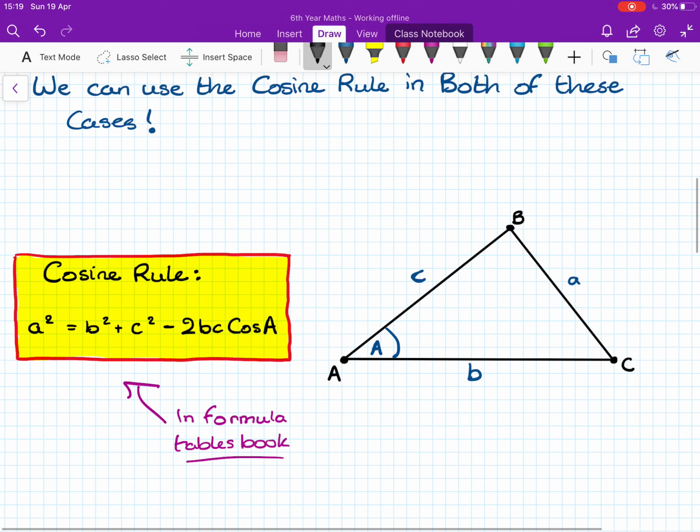So the cosine rule is a squared is equal to b squared plus c squared minus 2bc cos A. So again, this is in the formula tables book, similar to the sine rule. But there's a couple of things we do need to note here.